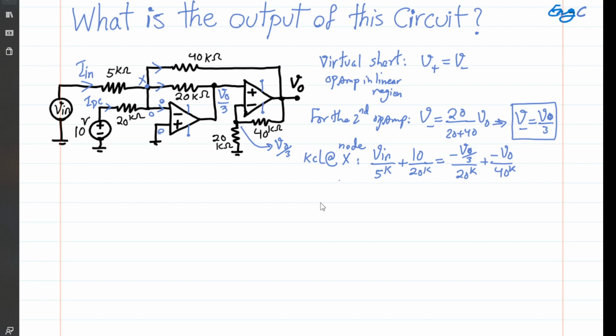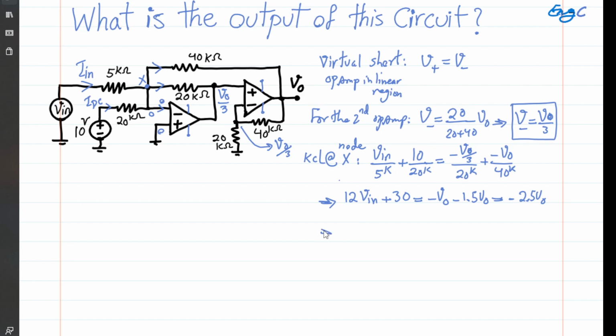So let's expand on it quickly. We can multiply both sides by 60K, and as a result, 60 divided by 5K gives us 12 V in, plus 30, equal to minus V out, and then minus 60K divided by 40K gives us 1.5 V out. So we get minus 2.5 V out. Okay, so we have minus 2.5 V out equal to 30 plus 12 V in.